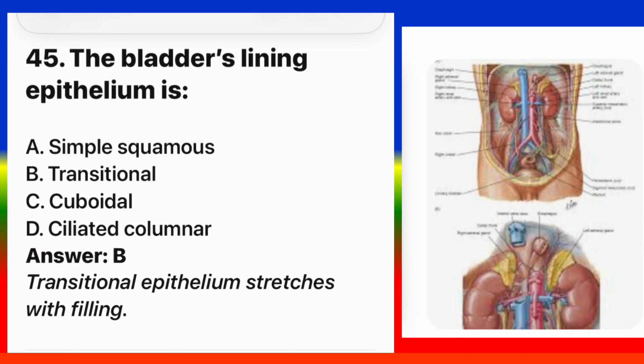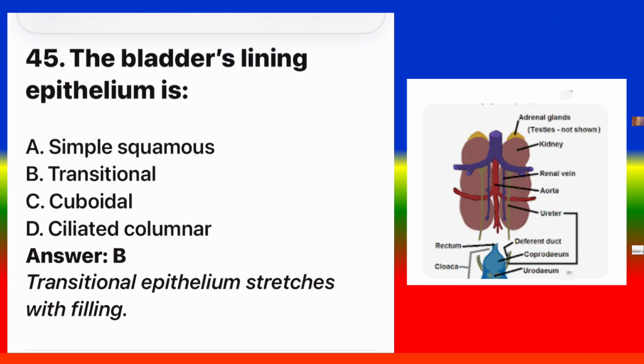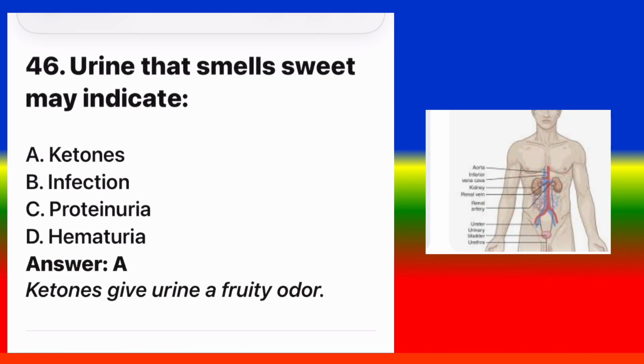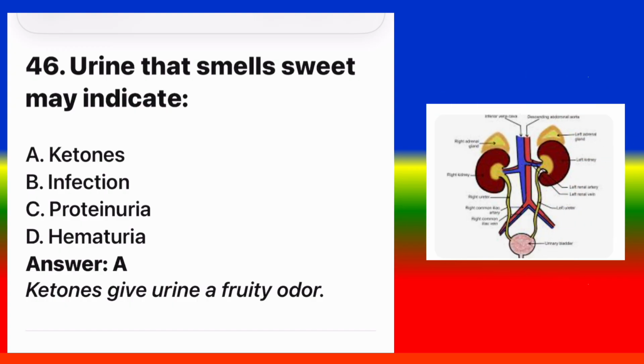45, the bladder's lining epithelium is: A, simple squamous; B, transitional; C, cuboidal; D, ciliated columnar. Answer B. Transitional epithelium stretches with filling. Number 46, urine that smells sweet may indicate: A, ketones; B, infection; C, proteinuria; D, hematuria. Ketones give urine a fruity odor.